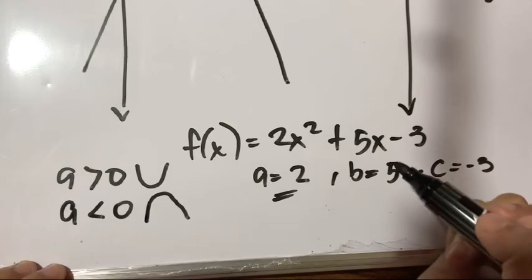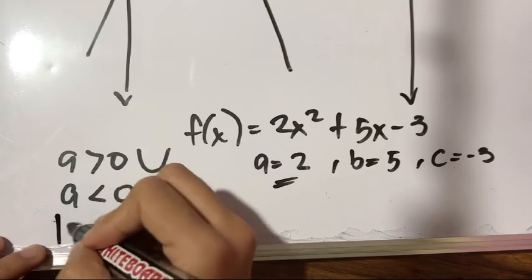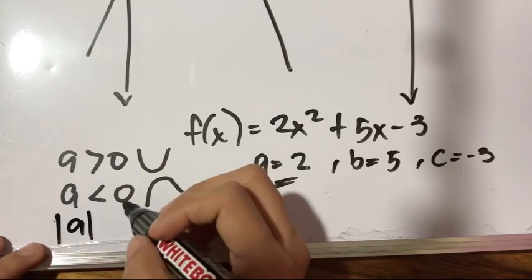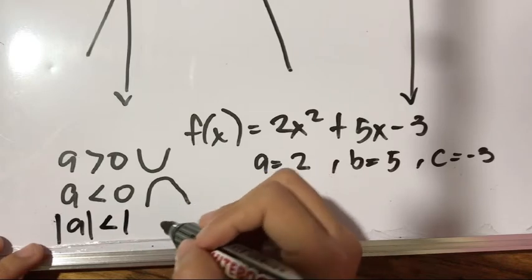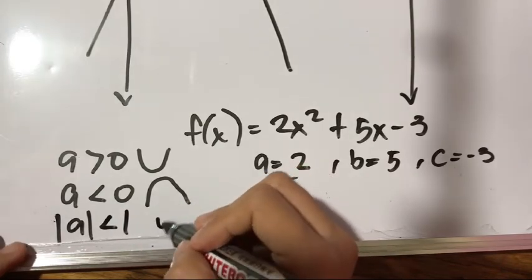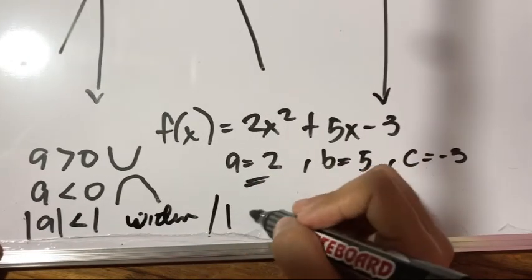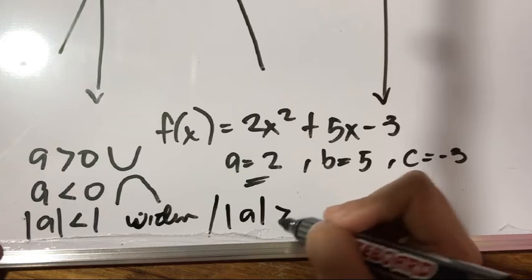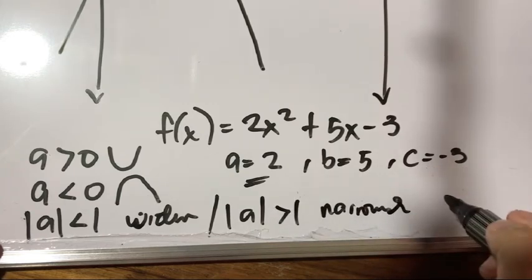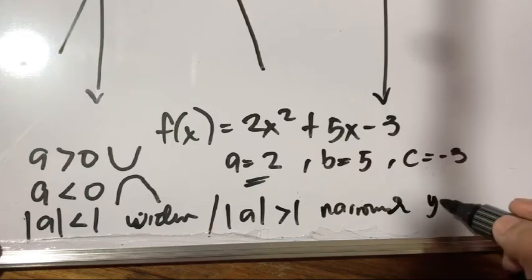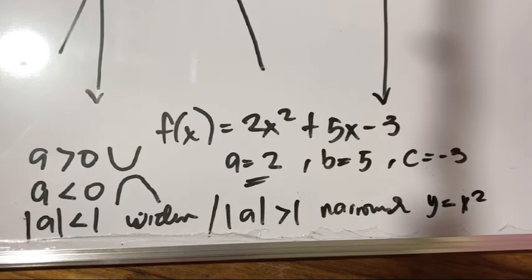And also, may I add here that if the absolute value of a is less than 1, this means that the graph is wider, and if the absolute value of a is greater than 1, this means that the graph is narrower compared to the graph of y is equal to x squared.